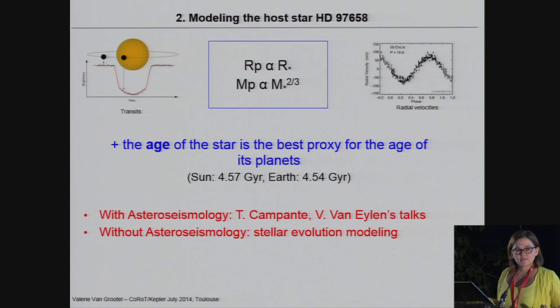The best method to determine the stellar mass and age is asteroseismology, and we had a nice example during this meeting. But for that star, I don't have asteroseismology because it doesn't fall in the fields of CoRoT or Kepler. So I have to deal with classical stellar evolution modeling.